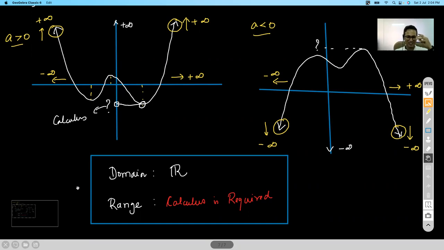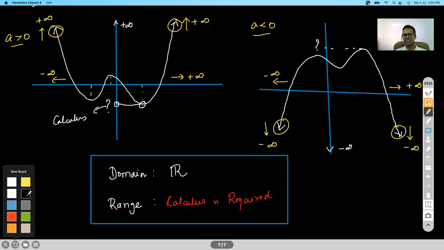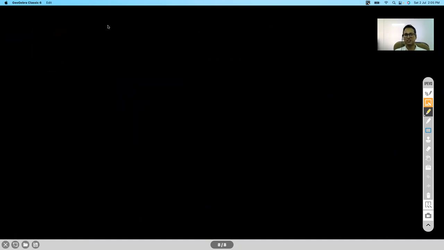Okay. All right. So as I told you, we will not go into too much depth on polynomials. So we'll try to summarize here, right? So we'll try to take up a summary of domain and range of polynomials.